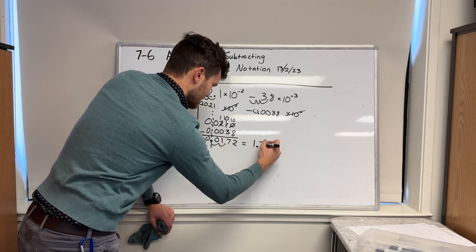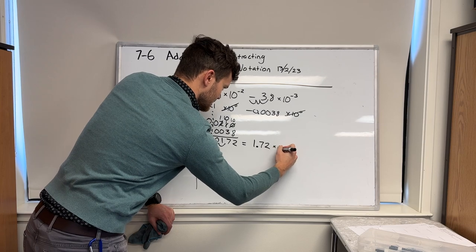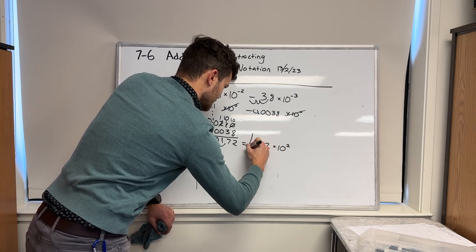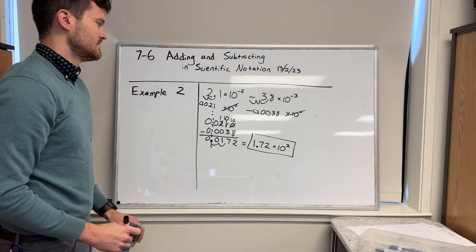So the decimal place is here. 1.72 times 10 to the power of 2.